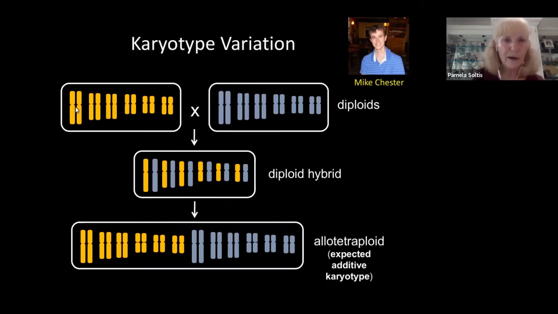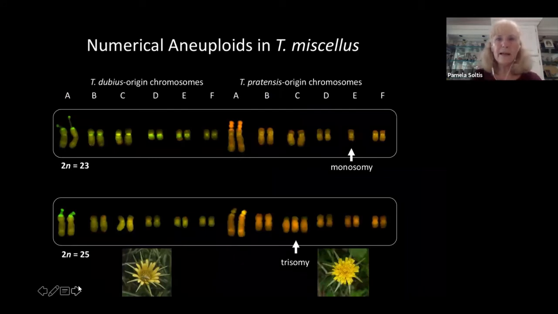And according to this model, again, we would expect that if we had two diploids and the formation of a diploid hybrid and eventually an allotetraploid, we would get these perfectly additive allotetraploid genomes and karyotypes. But is that what we see? Well, in fact, not really. Using chromosome painting techniques that Mike perfected on these Tragopogons, we investigated the possibility of aneuploidy in Tragopogon miscellus and in Tragopogon mirus as well.